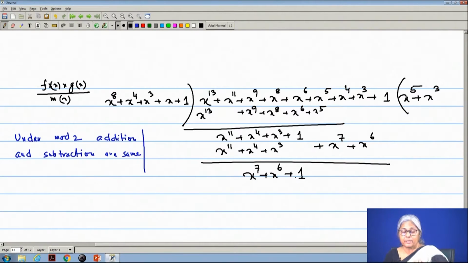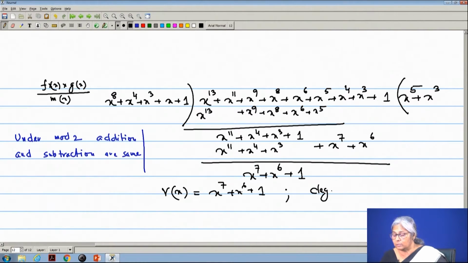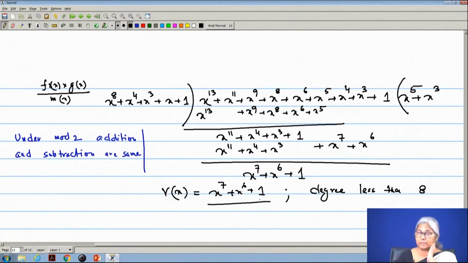Now see that mx is of degree 8 and I get some remainder Rx. So this is my Rx, I get Rx equal to x to the power 7 plus x to the power 6 plus 1, whose degree is less than 8, that means less than the degree of mx, 8 is the degree of mx. This is how we can form the remainder. So this is modular polynomial arithmetic.